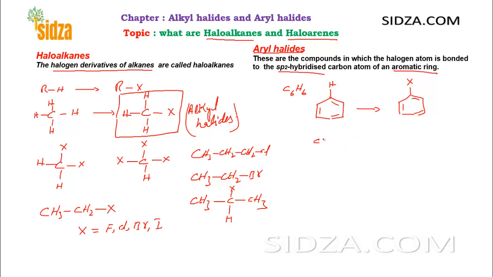So you can have the chlorine attached to the benzene. You can have some substitution also on the benzene ring. For example, you got a methyl group here, and you also have a halogen here. So this is also an aryl halide. So now we can say aryl halides are the halogen derivatives of the aromatic compounds.